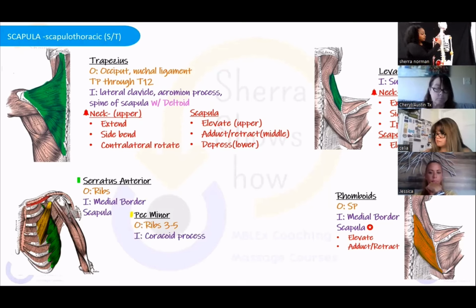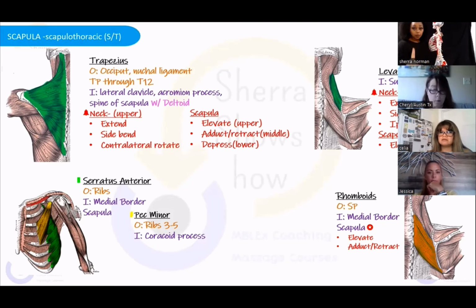Rhomboids attach to the medial border of the scapula. Serratus anterior comes from the front, passes in front of the scapula and attaches to the medial border on the anterior side. So the medial border is shared by rhomboids and serratus anterior. It's worth remembering that because then you'll recognize they're in a direct tug of war for the scapula, okay?